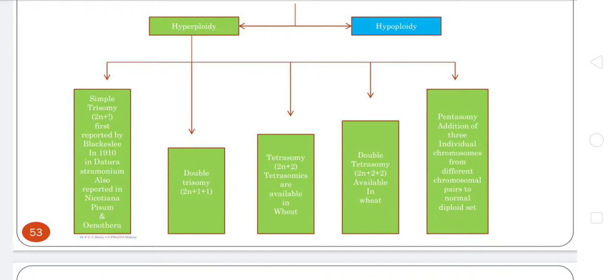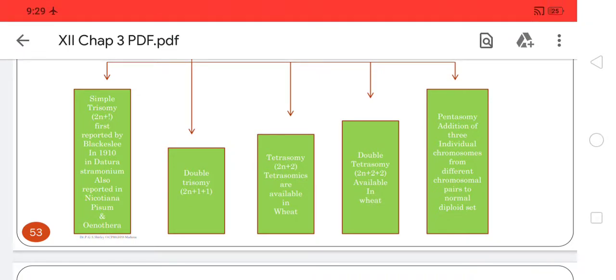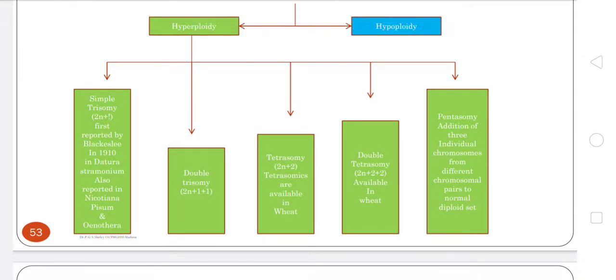We can see such type of tetrasomy in wheat. Next one is a double tetrasomy. Again, 2 times the tetrasomy is added. That is called a double tetrasomy, 2n plus 2 plus 2. This is also noticed in wheat plants.